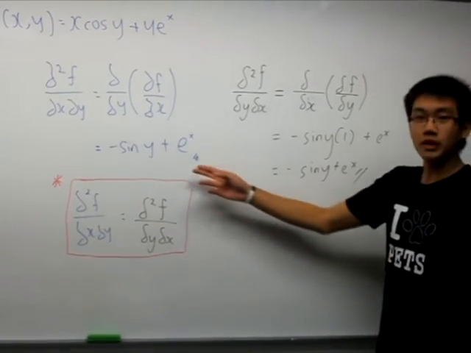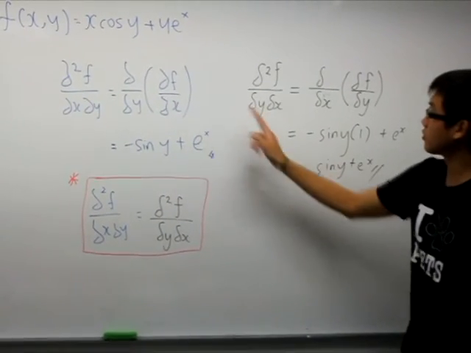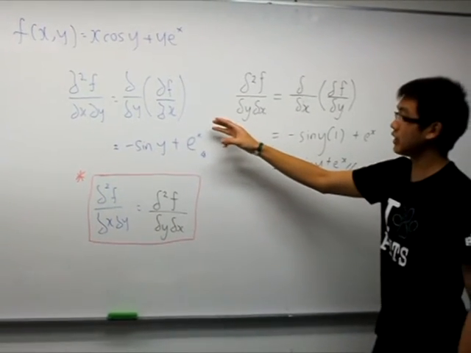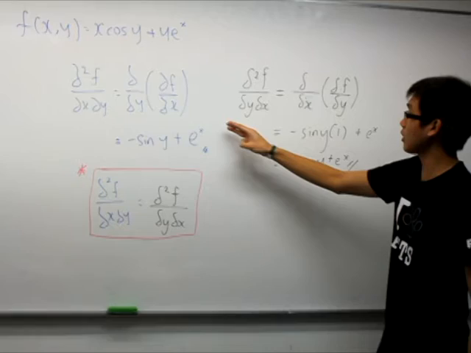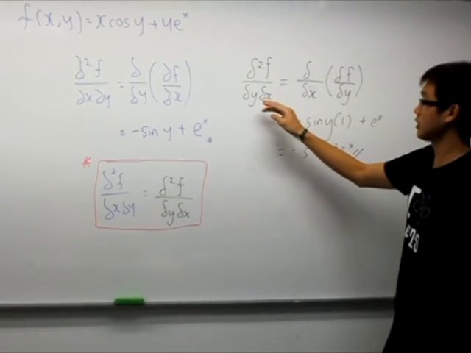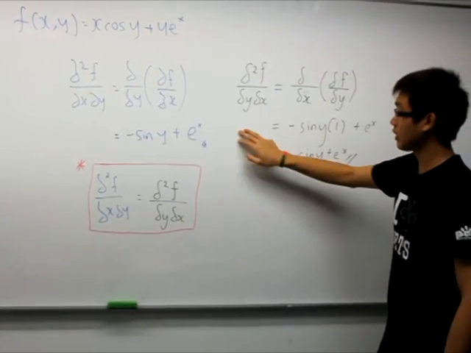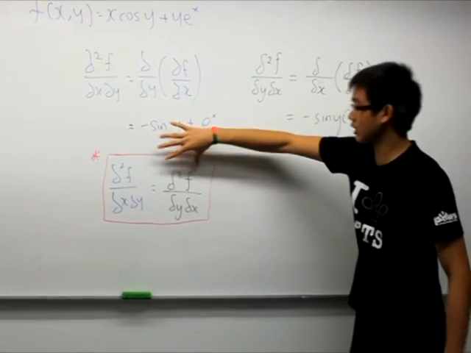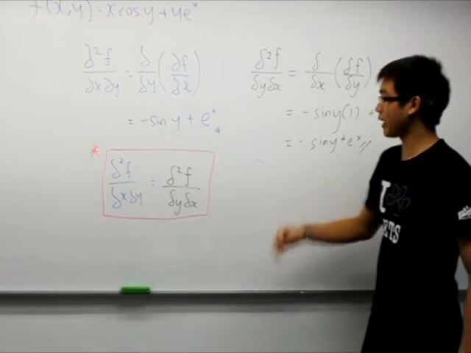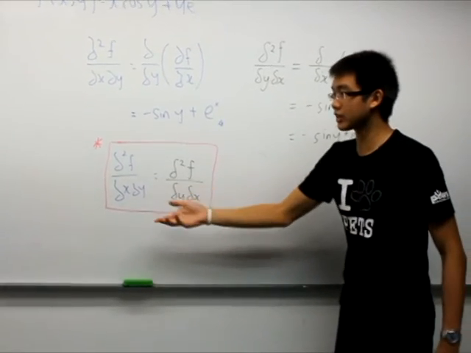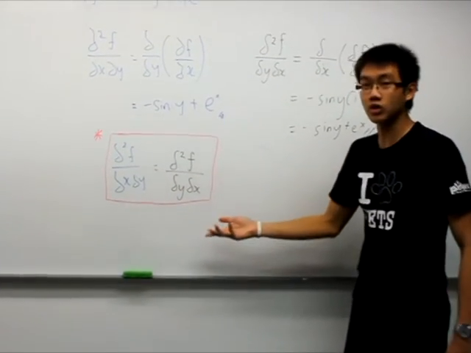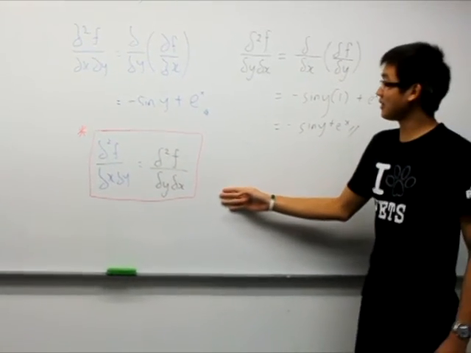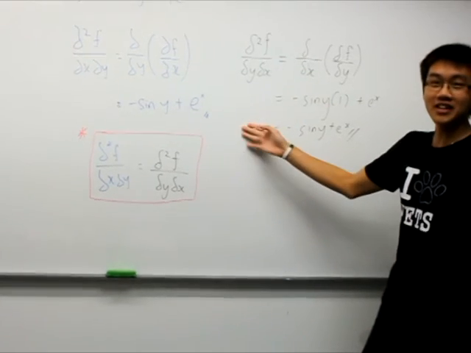From the answers we've calculated in both differentiations, you can see that we got the same answer for both d squared f over dx dy and d squared f over dy dx. So we can conclude that these two differentiations equal each other. No matter whether we differentiate in terms of x or in terms of y first, in the end we get the same answer. So please take note. I'll give you a minute to look at it and understand it. Thank you.